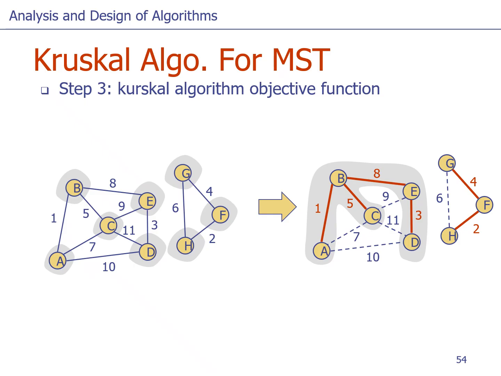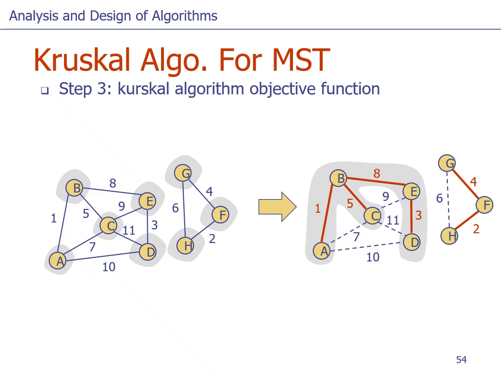If we get all of these edges and sort them, we're going to get the values 1, then 2, 3, 4, 5, 6, 7, 8, 9, 10, 11. Now, the objective function says that let's scan through the sorted list of edges and pick the smallest one first. This is the greedy part. Pick the smallest one first and add it back to the graph and check if there is a cycle. If there is no cycle, keep it.